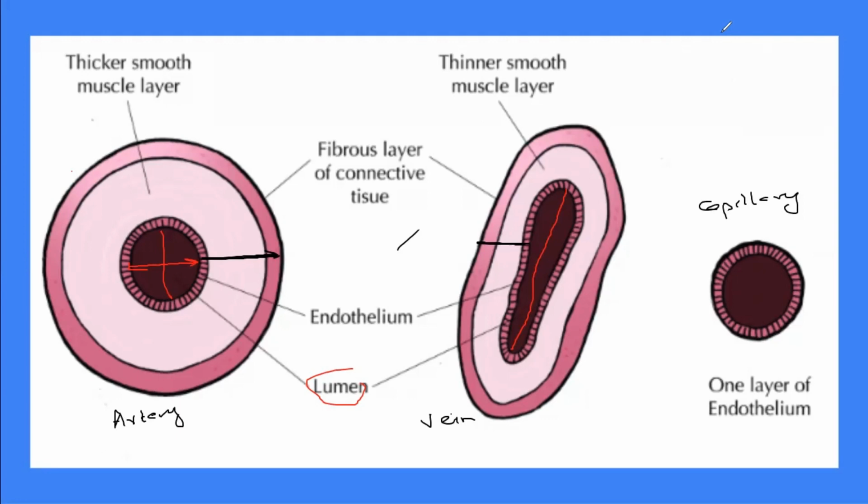Other differences between arteries and veins: arteries carry oxygenated blood, except the pulmonary artery. And arteries always carry the blood away from the heart. Veins are the blood vessels which take the blood back to the heart, and they always carry deoxygenated blood, except the pulmonary vein. So we will see in more detail.